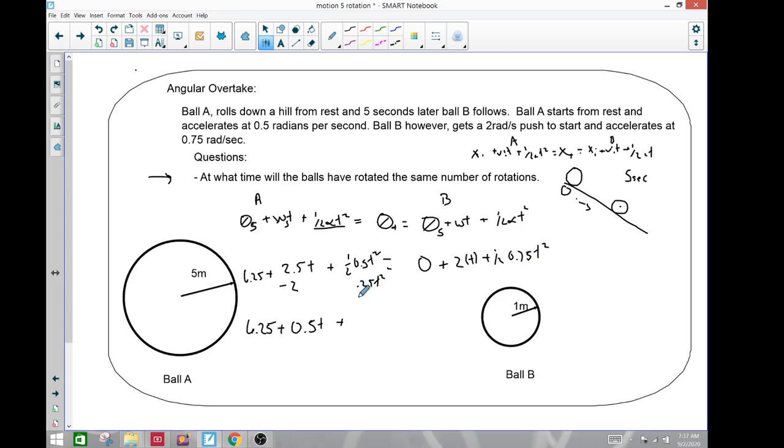So minus 0.375, and that's just subtraction here. 0.25 minus 0.375 is pretty easy math: negative 0.125 t squared. At this point, we're just going to plug it into our quadratic formula. Remember that this is your A component, this is your B component, and this is your C component. So grab your quadratic formula.